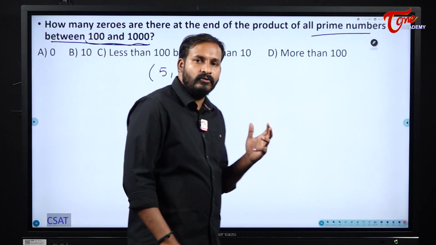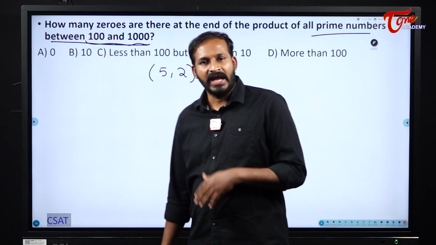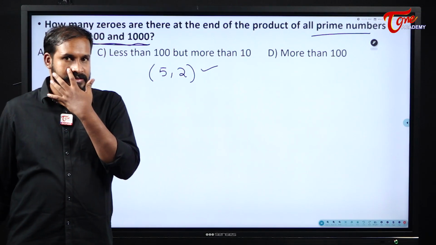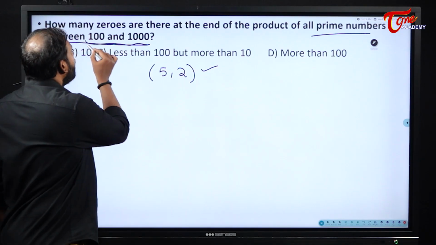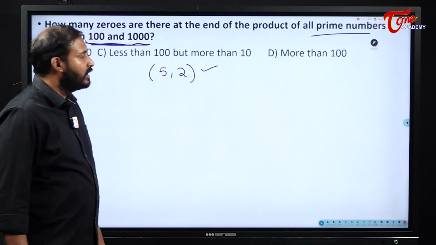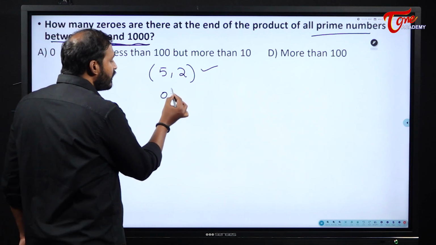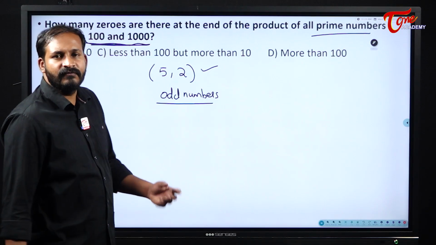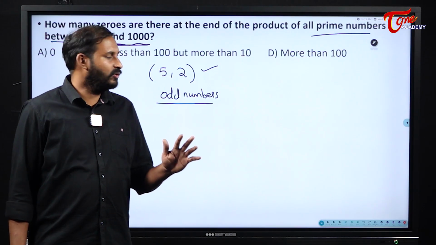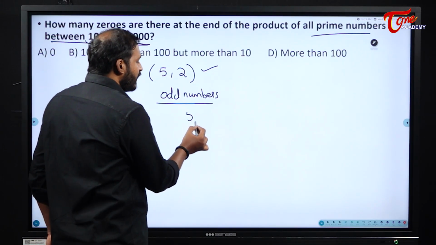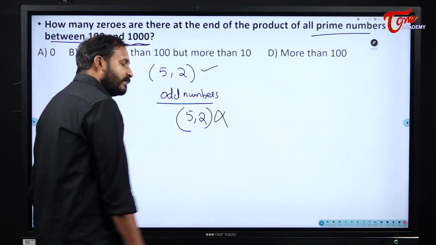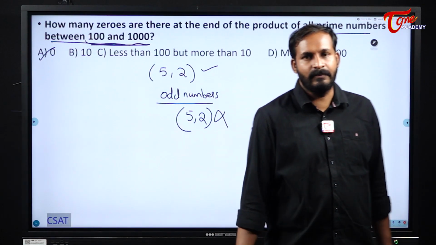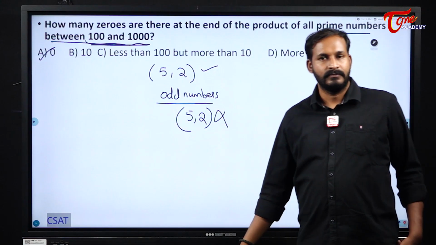See students, except 2, all the remaining prime numbers are odd numbers. We know it very clearly. Now from 100 to 1000, all the numbers will be odd numbers, and we don't even have 5s in them. We will not have any 5 and we will not have any 2s. So that means, will we have a pair of 5 and 2? We will not have a pair of 5 and 2. Because of that reason, we will have 0 zeros at the end of the product of all the prime numbers between 100 and 1000.